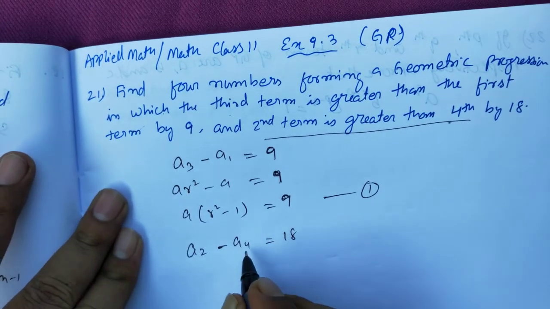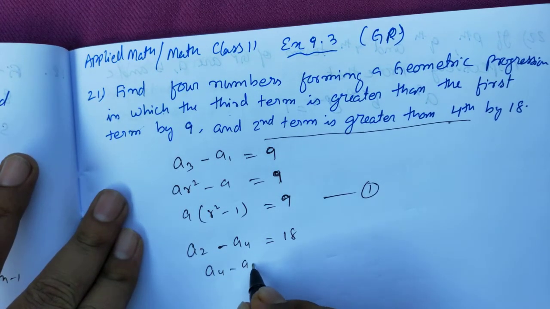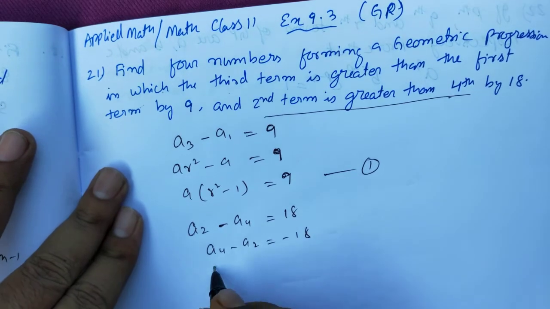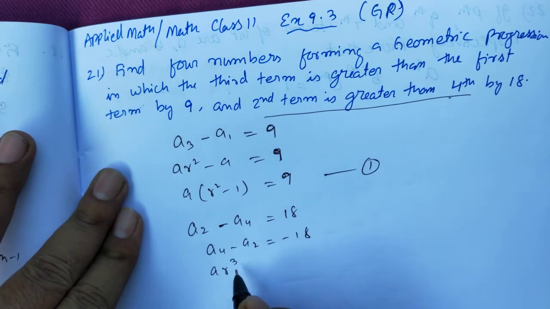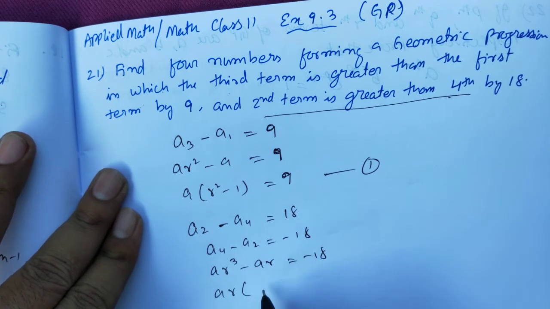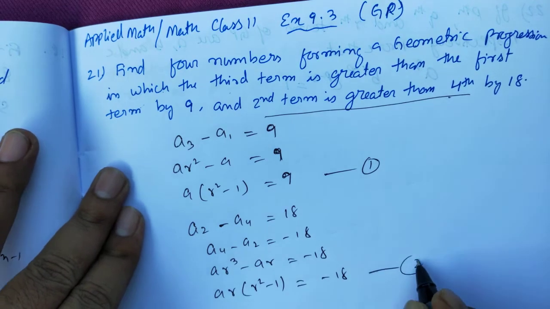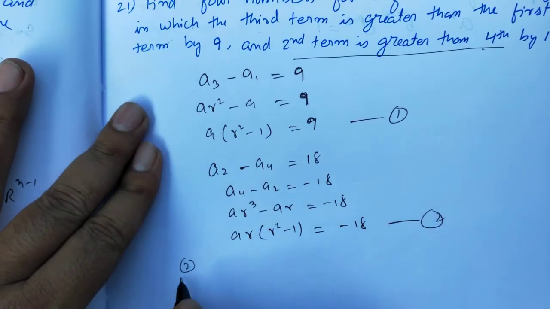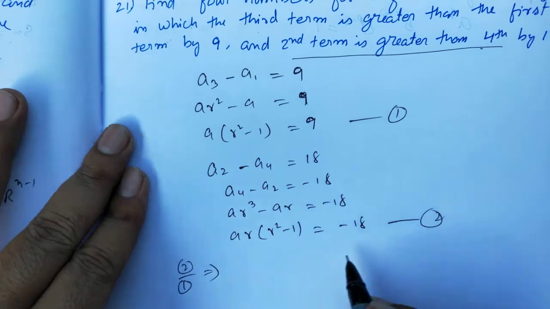So we can change the sign. A4 minus A2 will be minus 18. It means AR cube minus AR is minus 18. AR is common, so AR(R square minus 1) equals minus 18. This is equation 2. Divide equation 2 by equation 1.